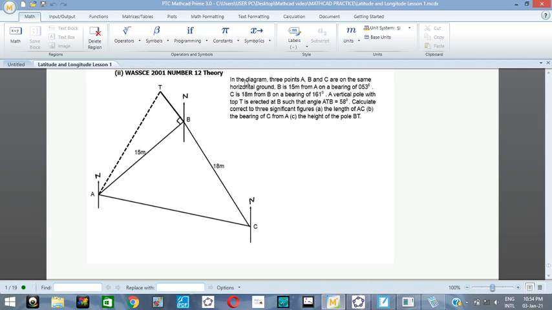The question says in the diagram, we have 3 points A, B, and C on the same horizontal ground. So A, B, C are standing on a level ground, horizontal ground. So let's start now. Let's locate the point now. It says B is 15 meters from A. That is not the direction, it's just the distance. So B is 15 meters from A.